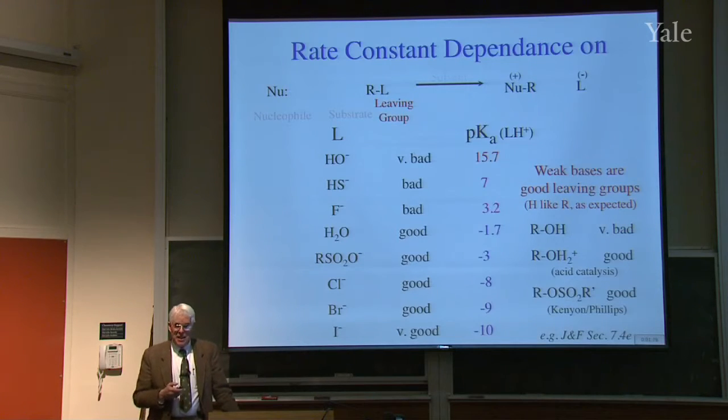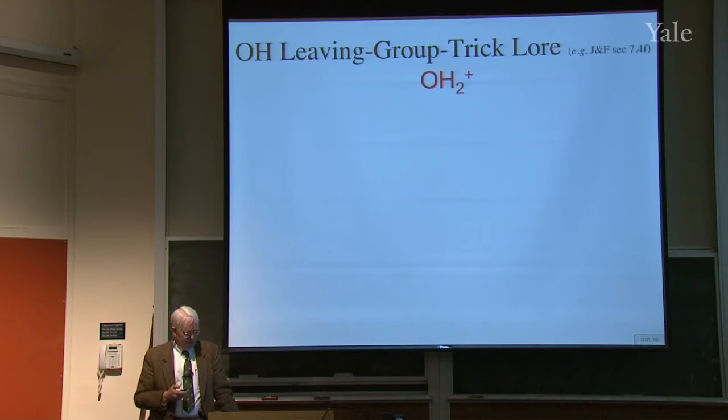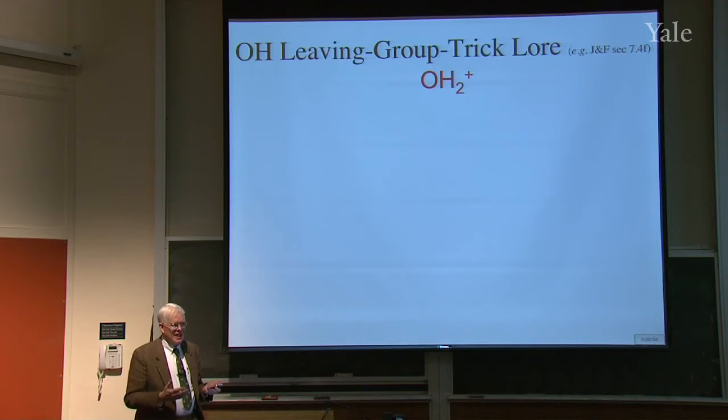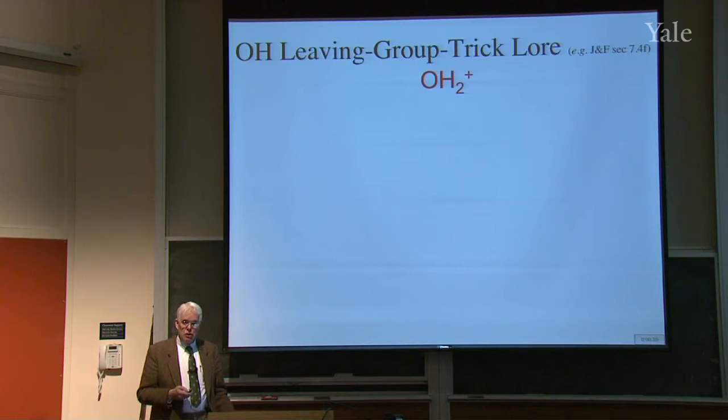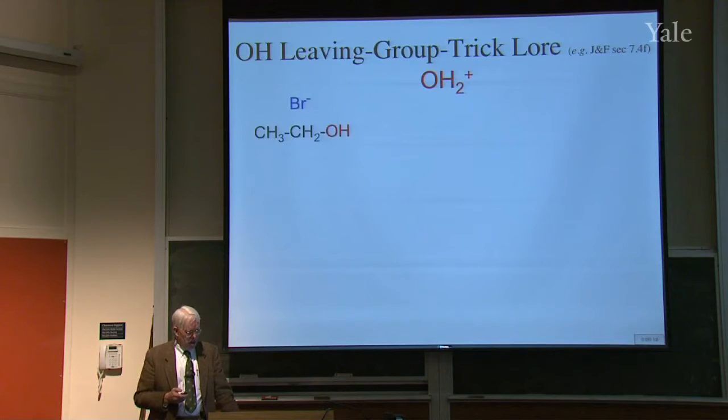So that was what Kenyon and Phillips did, remember, in order to study the inversion. Okay, so there are tricks, leaving group tricks, and there's lore about that, of what you can do to help make OH a leaving group. You can protonate it and have the leaving group be H2O. So that can be the leaving group, OH2 plus, and then it leaves as H2O, right? So we can look at an example of that.